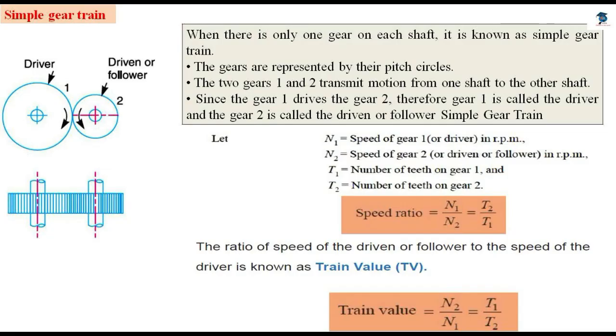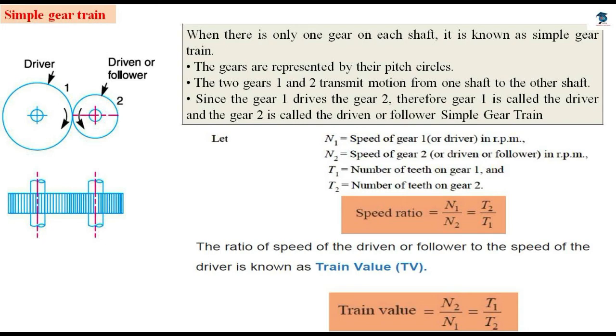Simple gear train. When there is only one gear on each shaft, it is known as a simple gear train. The figure shown is a simple gear train with two gears mounted on two parallel shafts. Since gear 1 drives gear 2, gear 1 is called the driver and gear 2 is called the driven or follower.